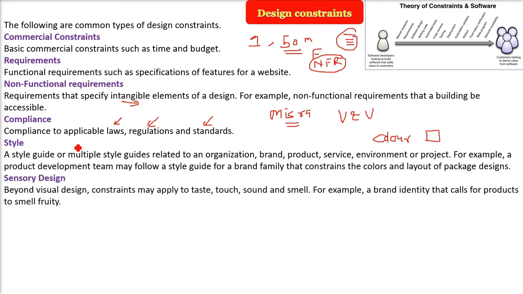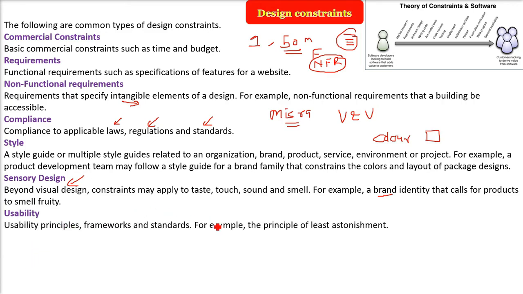Then the sensory design. This will not come into software, but I'm giving you an idea. There's a certain brand that only wants a fruit smell, no other smell. So this is a sensory design, and you are restricted by it. Then the usability, because ease of use is the key. People should not be astonished, thinking, oh my God, I am stuck, what should I do, it is so unusable. That is not user friendly. So the usability of hardware, software, or any product is very important.